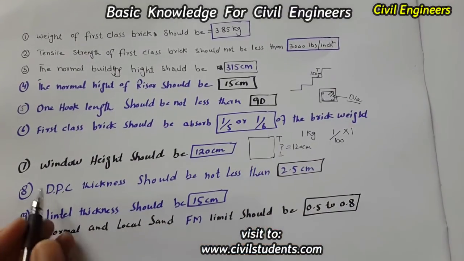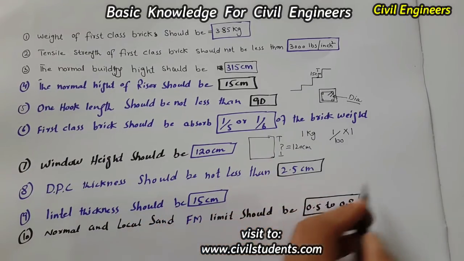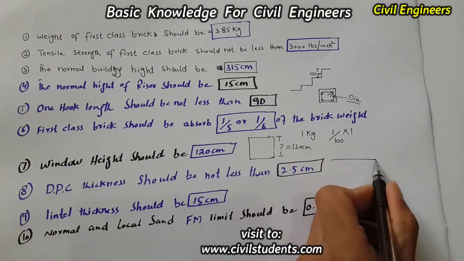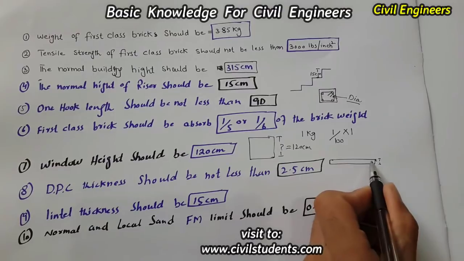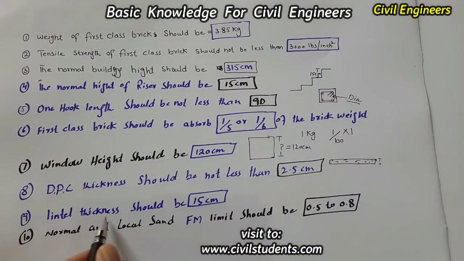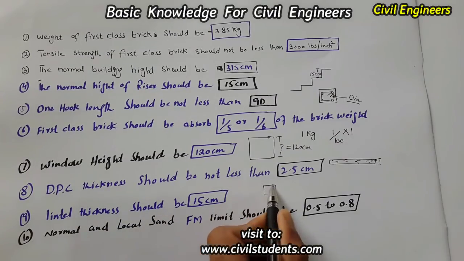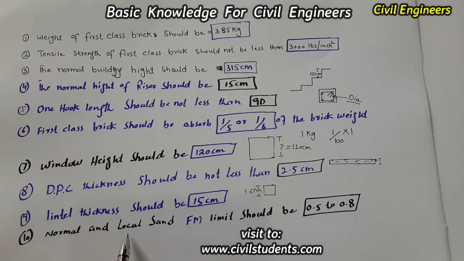And the other one, the DPC thickness should be not less than 2.5 centimeters. So this is the cross section, the long section for DPC, which should be 2.5 centimeters. Okay, so the lintel thickness should be 15 centimeters. This is the lintel thickness, 15 centimeters. The other one, the normal and local cement FM limit should be 0.5 to 0.8.